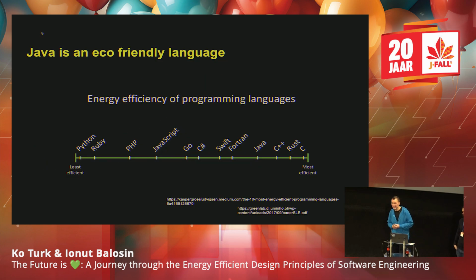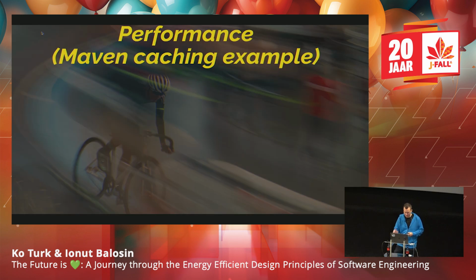So Java is an eco-friendly choice. If you look at some studies, it's like 4th now, if you look at eco-efficiency. So Java is a good choice here. There may be better choices, but Java is really there, and it's going well, I think. And there's also something pretty interesting, and I wanted to share it with you. Who is using Maven caching nowadays?